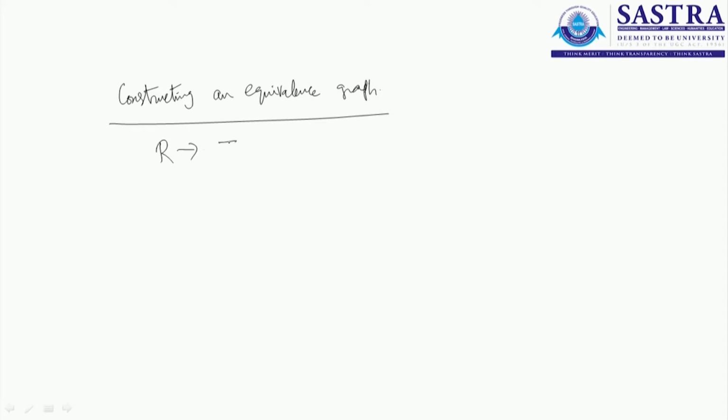Now what we will be doing is constructing an equivalence graph. I'll take an example and define what an equivalence graph is. I take the relation addition modulo 3, also denoted by plus 3. This we call addition modulo 3.